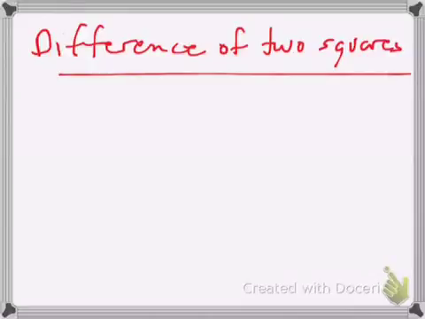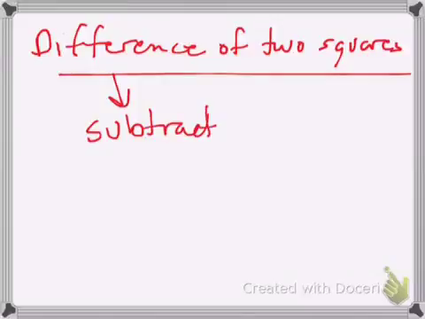Okay, let's take it apart. How would we recognize if something was a difference of two squares? What does difference mean? Subtract. Subtracting two what? Squares. What do we mean by squares? Numbers or variables that are multiplied by themselves. So if we're talking about numbers, what are the numbers that are squares?